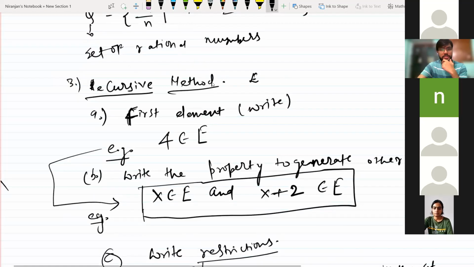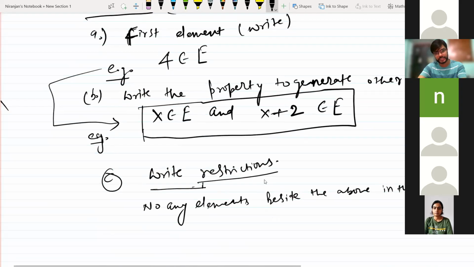Similarly, the third method is the recursive method. In the recursive method, first we find a symbol to denote a set, and that starts with the first element. We write the first element, then we write the property to generate other elements, and then we write restrictions. You can have multiple restrictions as well. You do not have to worry about whether we can write just one restriction. No, you can write multiple restriction statements.